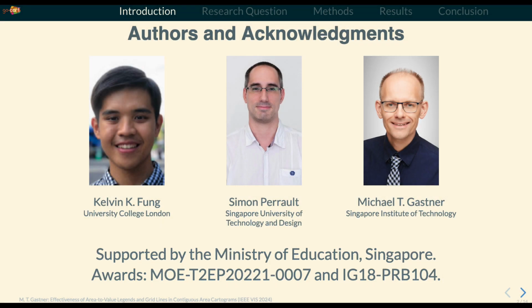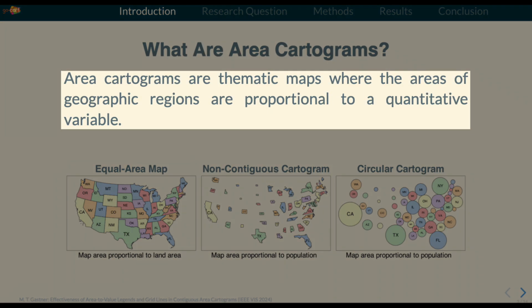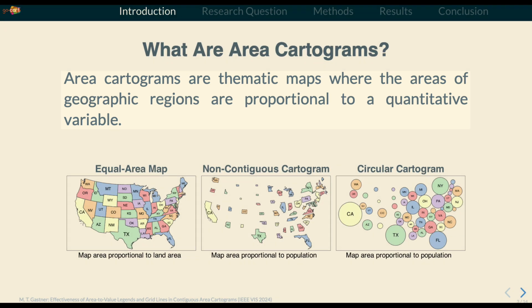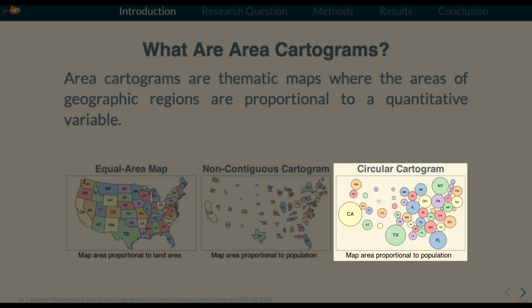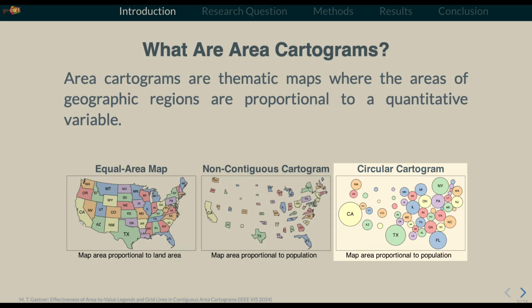Using human subject experiments, we explored how visual aids like legends and grid lines affect how people interpret quantitative data in cartograms. Area cartograms are thematic maps where the size of geographic regions corresponds to a quantitative variable such as population. Several cartogram types exist. For example, regions may appear as separate polygons or as circles, scaled according to the mapping variable.